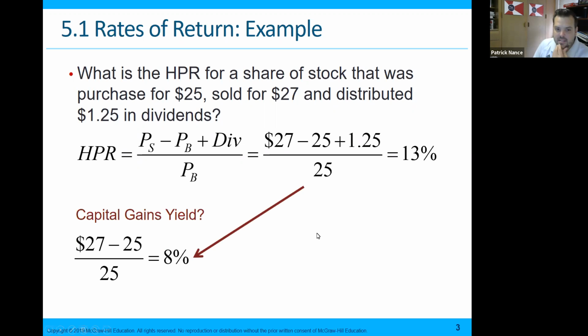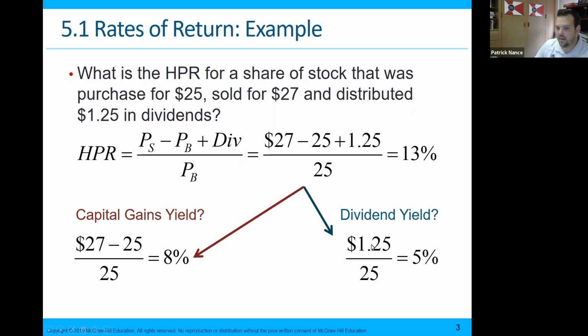For the capital gains yield, we take out the dividends, only capital gains. So it's the same formula, we just remove this $1.25 and say, okay, now what did I return just on the capital gains itself? In this case, that's 8%. So the $1.25 made up the other 5%. Dividend yield is the other 5%, $1.25 divided by 25.